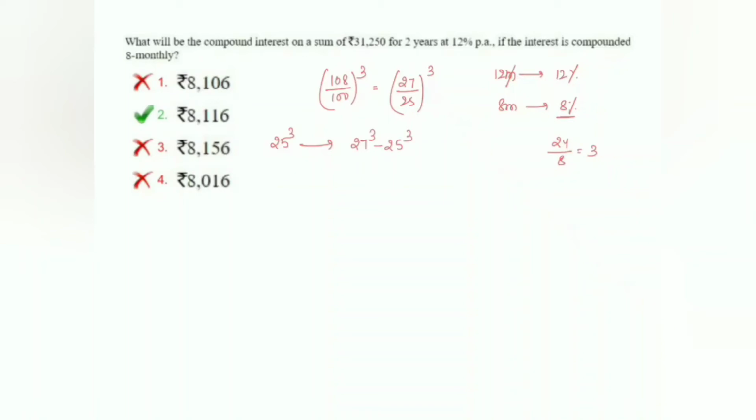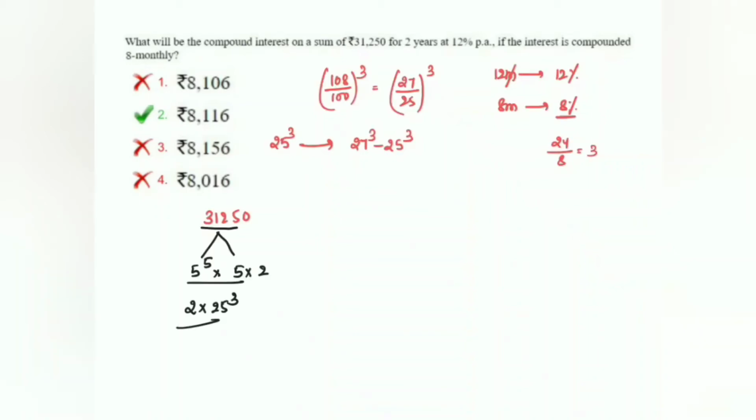Now look at what you are investing. This 31250, you should know powers of 5 up to 6, which means 5 power 6 you should know. So I can say 3125 is 5 power 5 into 10. 10 is nothing but 5 into 2, which means here 2 into 5 power 6 is 25 power 3. You are investing 2 into 25 cube. Therefore, you are going to get 2 into 27 cube minus 25 cube.